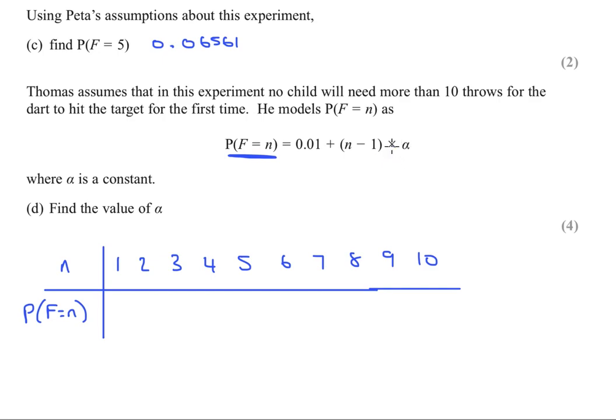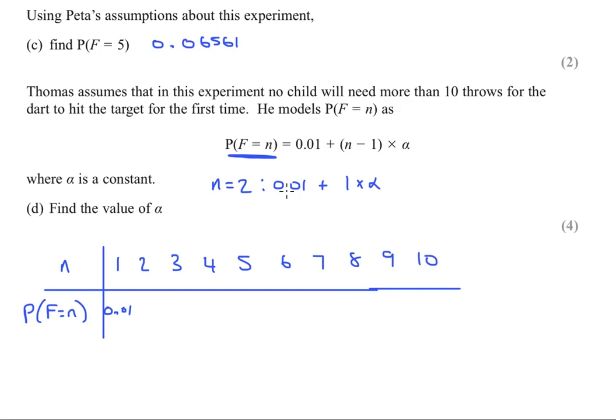So if we work this out for the first go, we've got 0.1. N is 1 on the first go, so 1 minus 1 is 0, so 0 times alpha is going to give us just 0 plus 0.01, so we're going to have a 0.01 here. Then we're going to get to the next one, when N is 2, we're going to have 0.01 add 1 lot of alpha.